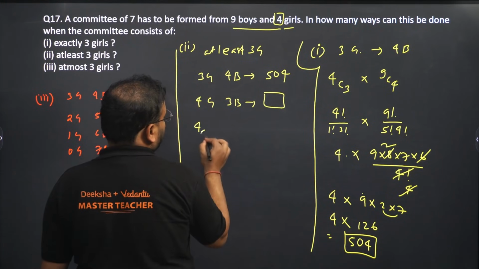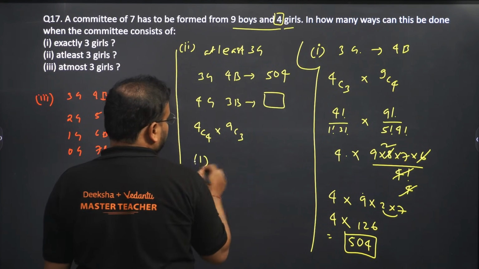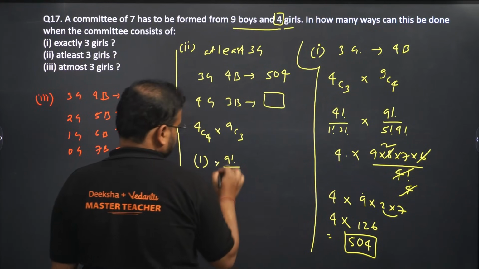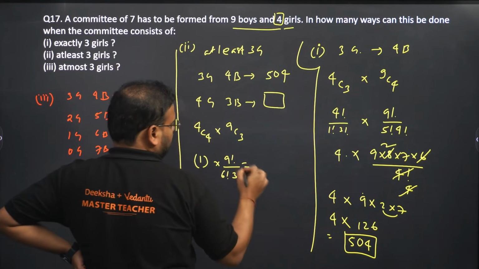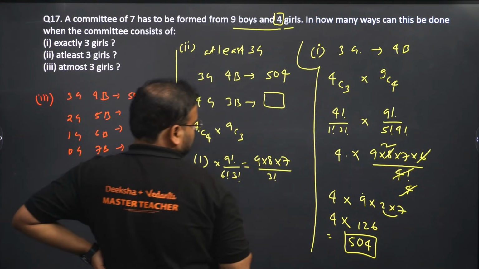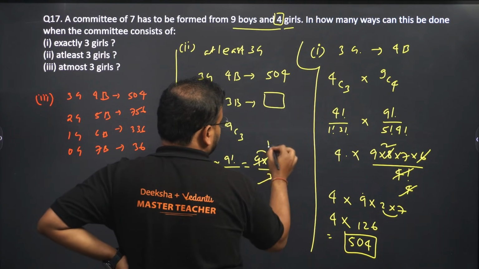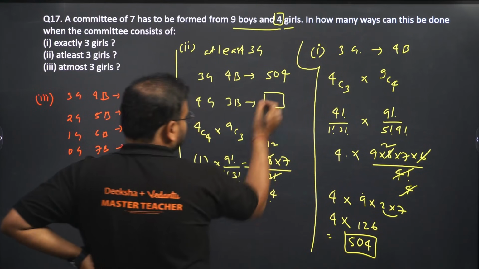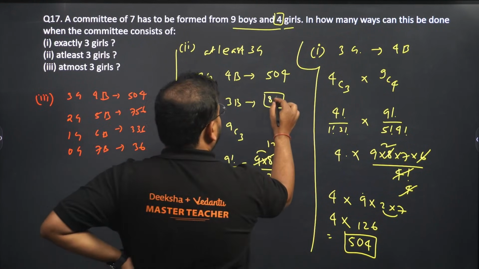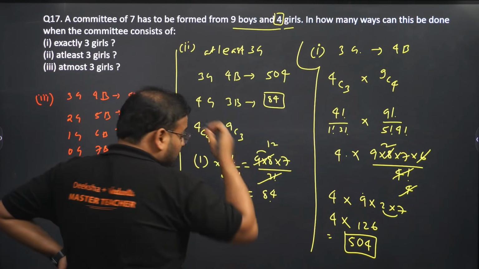So go like this: 4C4 and 9C3. 4C4 is 1, 9C3 is 9 factorial by 6 factorial and 3 factorial. So I'll get the result as 9 into 8 into 7 by 3 factorial. So I get here 6 into this is 72, right? So 12, 84. Add these, so I get here, this will be what? 84, no? Add them, you get total as 588.